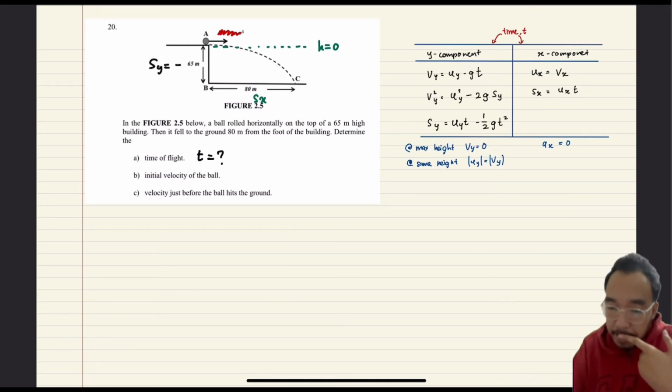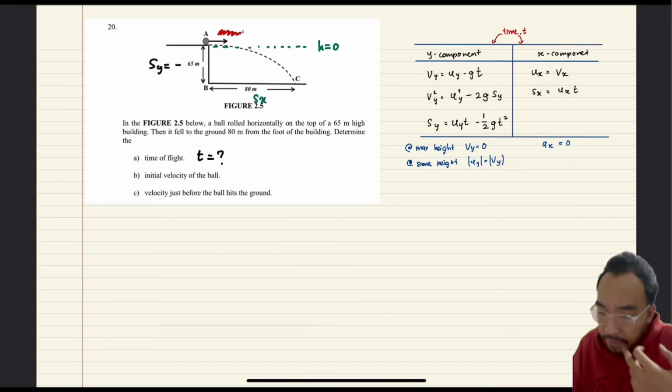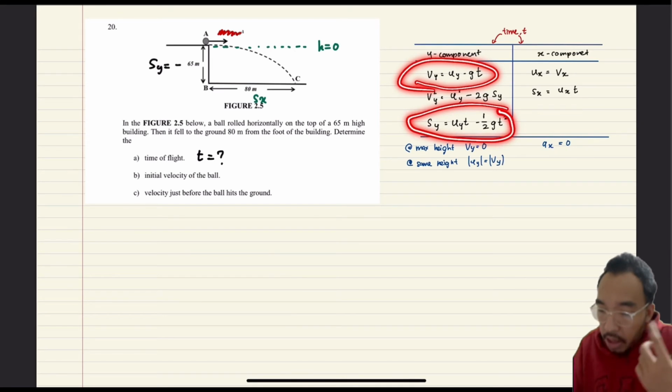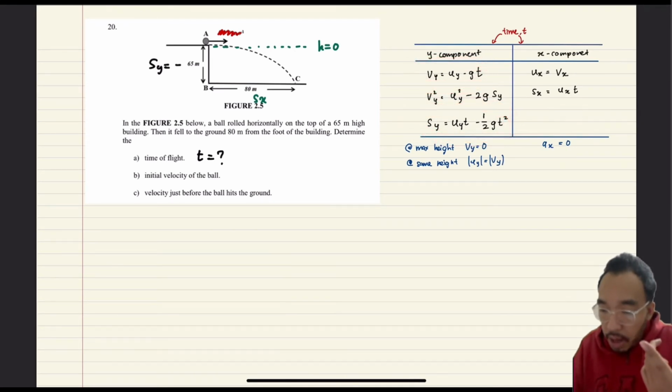Okay, interesting. So you want to find the time, so you can either use this one or this one. You don't have the Vy, but you do have the Sy, so you can use this one. Sy is negative 65 there. Okay, so I'm going to do this one using that formula.